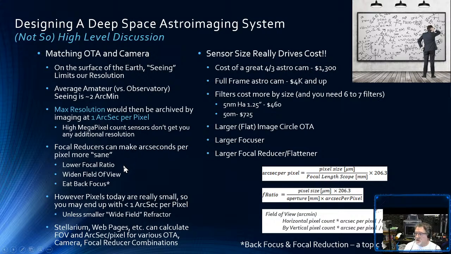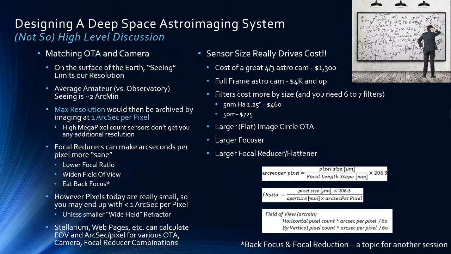Right, so it's going to lower the focal ratio. It's going to widen your field of view, but it will eat back focus, and back focus is where I drew the line on this being beyond the scope of this particular lecture. But basically, it just means that you're going to run out of inward travel on your focuser, and you can't come to focus if you're trying to get too much focal reduction with the focal reducer.